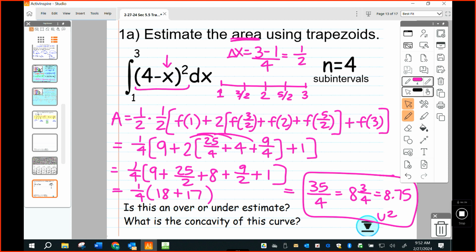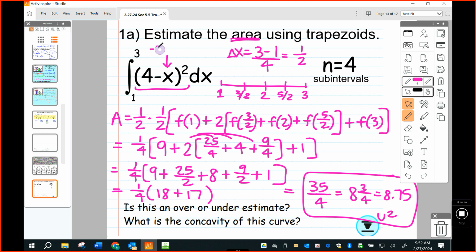Is that an underestimate or an overestimate? Under. Well, you need to think about what that function looks like. 4 minus x squared. Oh wait, wouldn't that be over? 4 minus x squared. Well, I need to know if this is concave up or concave down. Down. What makes you think it's going down? There's not a negative in the front. Oh, you do square it. Okay, so yeah. The negative is on the inside, right?